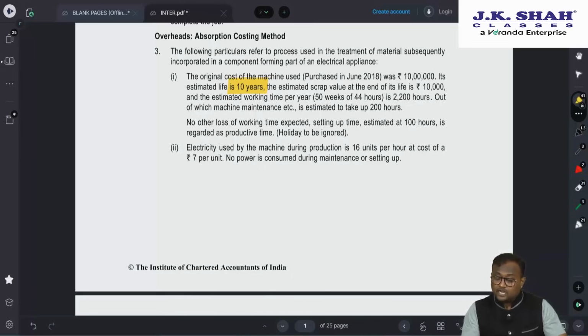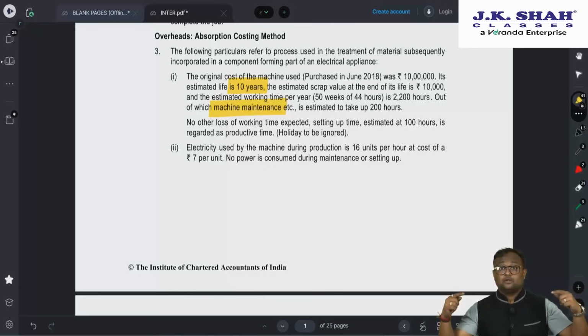Estimated working life is 50 weeks. Each week consists of 44 hours, out of which machine maintenance etc. is estimated to take up 200 hours. Now, whenever there is maintenance, it's periodic maintenance, which is always unproductive time. Periodic maintenance means once in 3 months, once in a month, or once in 6 months, the machine maintenance will take place. That means how many batches I am producing will not matter to you.